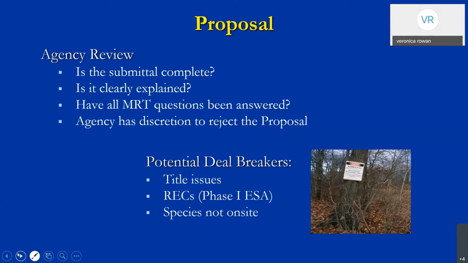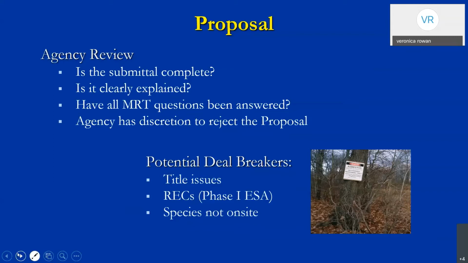And again, I note that the agency has discretion to reject a proposal at this time. It may not be appropriate for some reason or another, but part of the potential deal breakers at this stage could be title issues. The owner is not really the owner. The owner has other owners that are listed on the deed. Perhaps the other owners are not wanting to put a bank here.